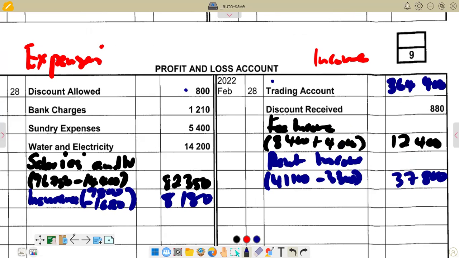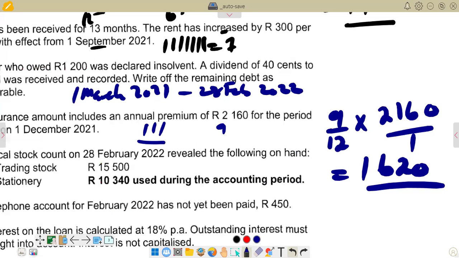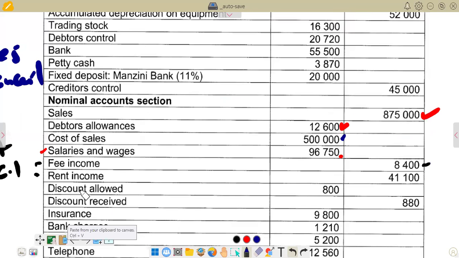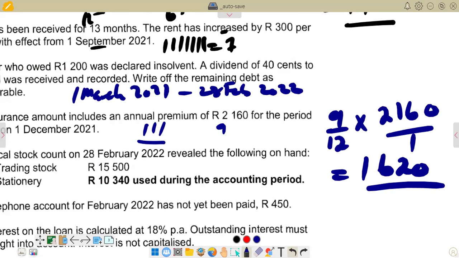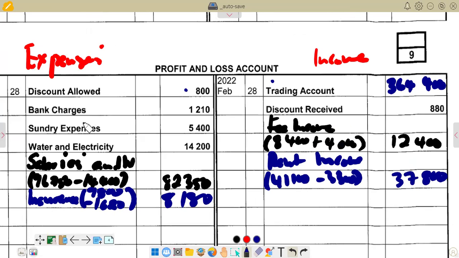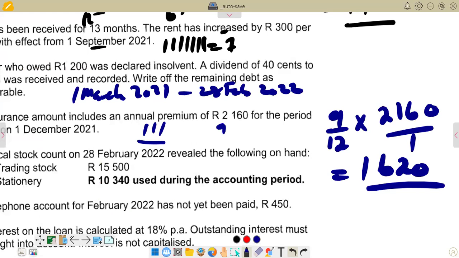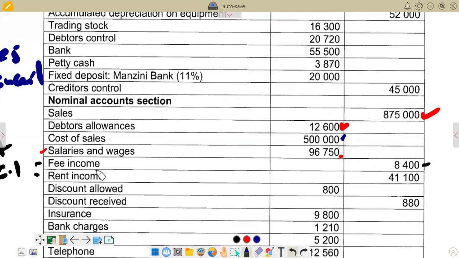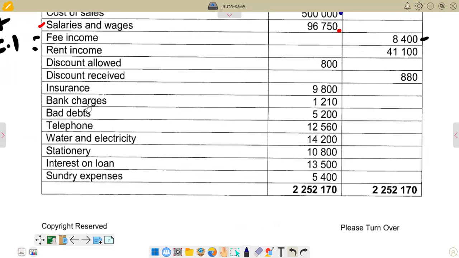So we go again to the list of balances to check what's the next one after insurance. After insurance, we see that we've got bank charges. But bank charges seems to be pre-entered, so we are going to skip that. So we go back and check the next one. After bank charges, we have got bad debts. Bad debts is 5,200.